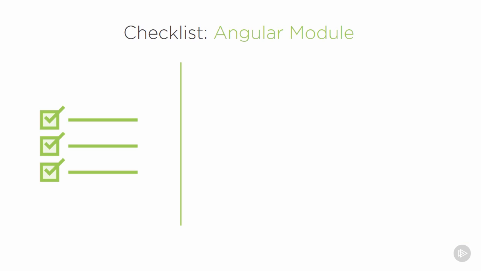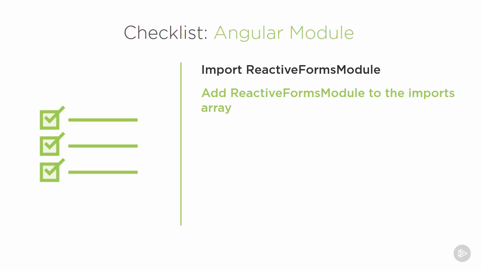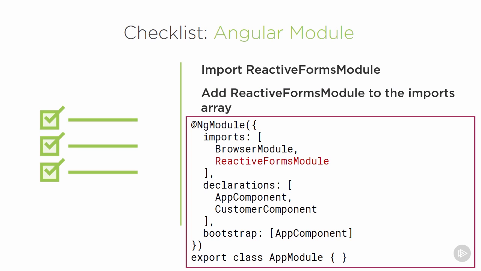Before we can use the reactive forms directives in our template, we need to pull them into our Angular module. We start by importing the reactive forms module using the import statement. We then add the reactive forms module to the imports array property of the ng module decorator, like this. This makes the reactive forms directives available to all templates associated with components defined in the declarations array.